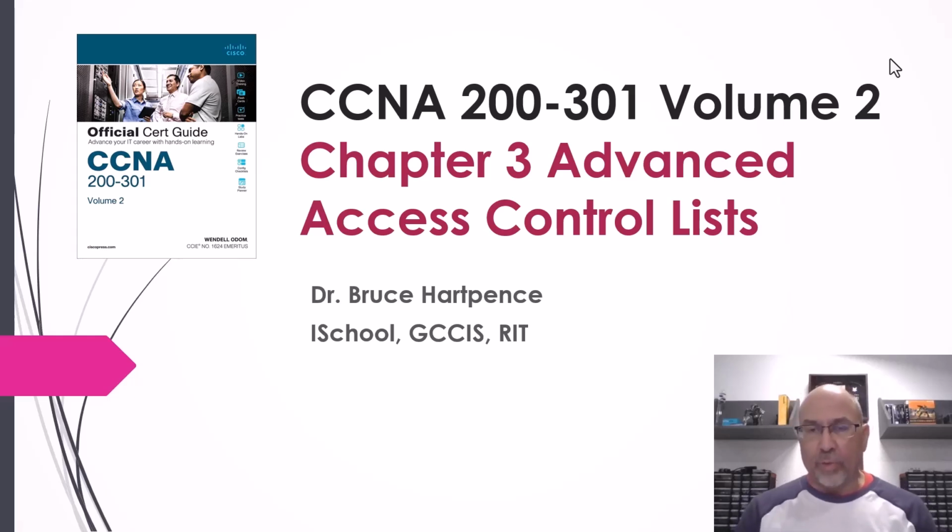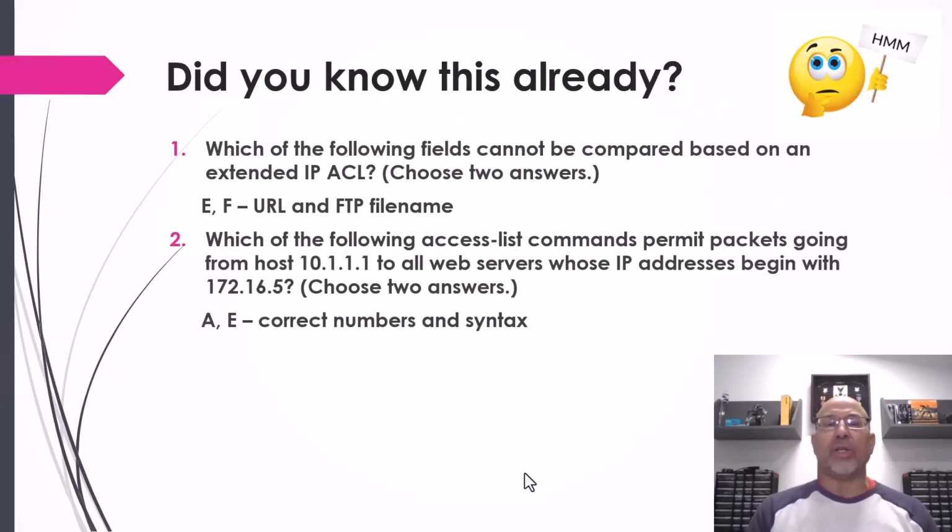All right, friends and neighbors, welcome back. We are moving through Chapter 3 in CCNA Volume 2, Advanced Access Control Lists, or what is sometimes called Extended Access Control Lists. Okay, the do I know this already questions. Which of the following fields cannot be compared based on an extended IP ACL? Well, that was pretty straightforward. We know that it's source and destination IP address, protocol ID, the type of service or the DSCP bits, and then the port numbers. The URL and FTP file name are not part of those.